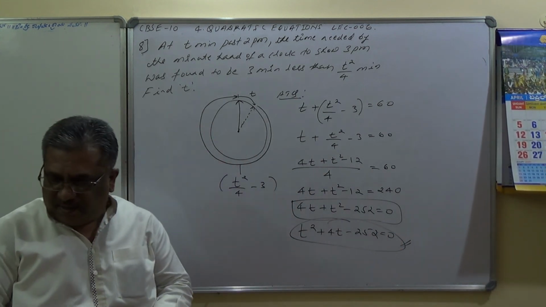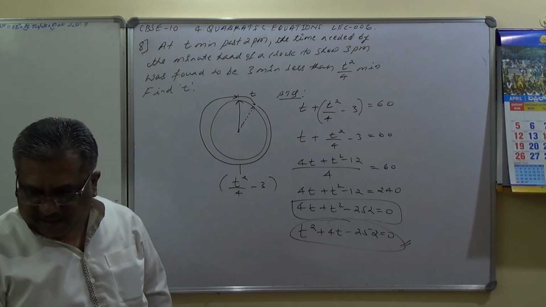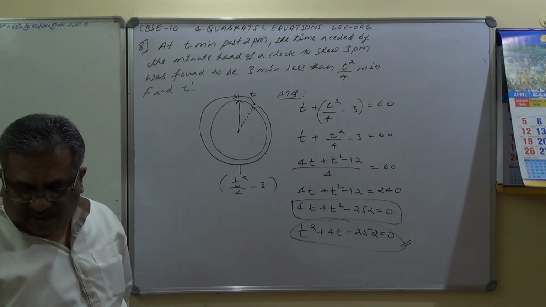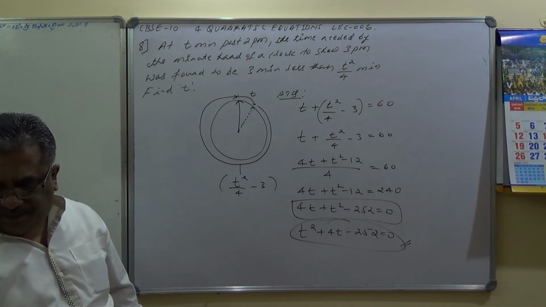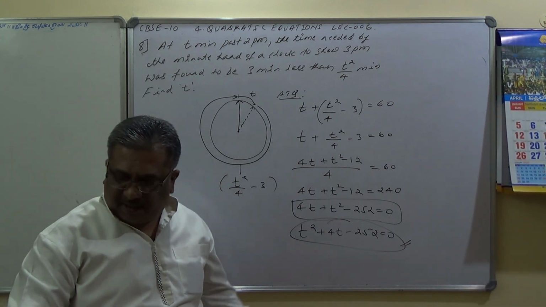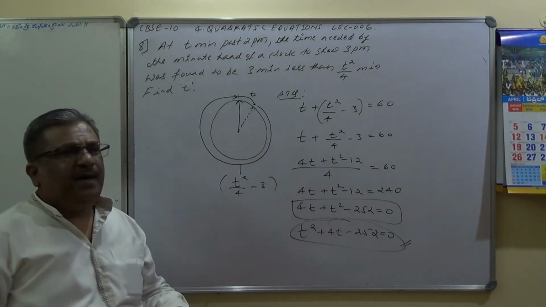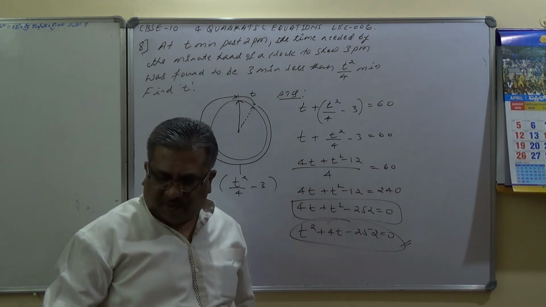This is the example problem. Let me check the equation here: t square plus 4t minus 252 equals 0. So finally, if you get t as negative, please discard it and take the positive value. So this is one example problem. The rest of the example problems you will be able to solve.